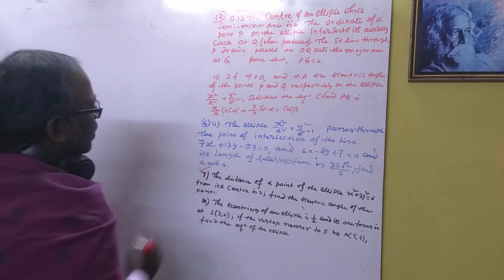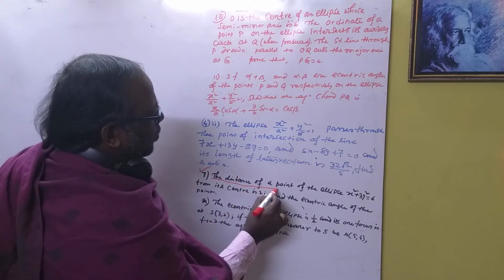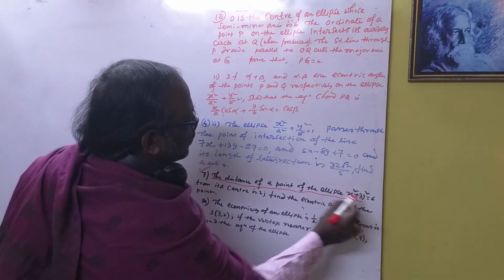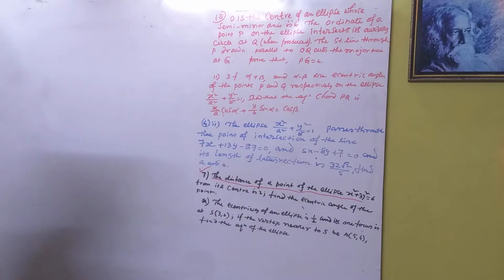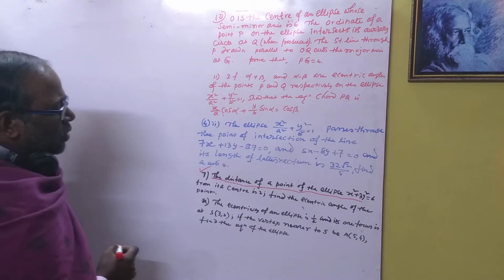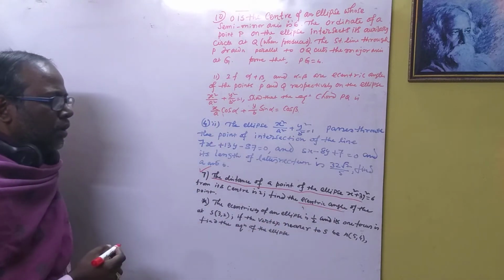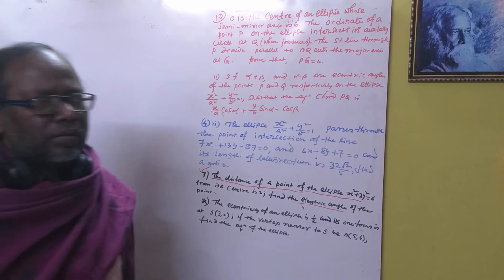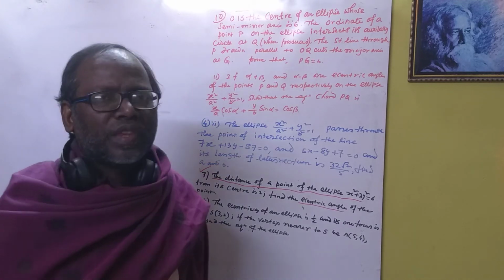The distance of a point on the ellipse x square plus 3y square equal to 6 from its center is 2 units. Find the eccentric angle of the point. Now again, what is an eccentric angle?